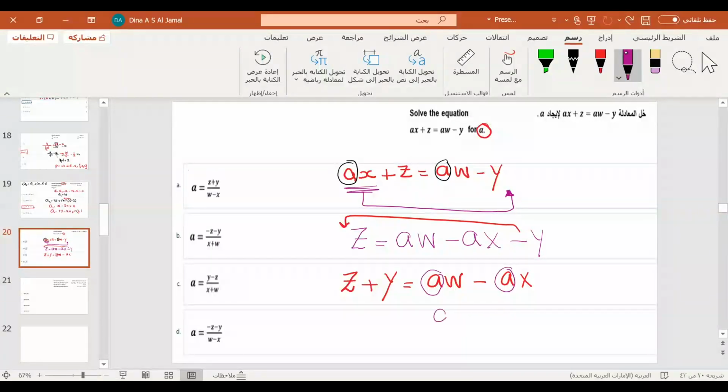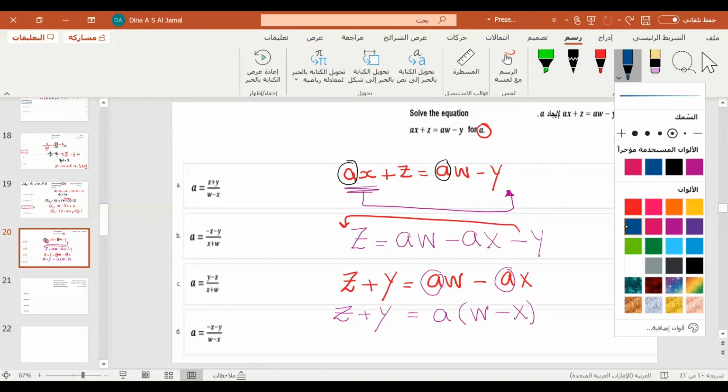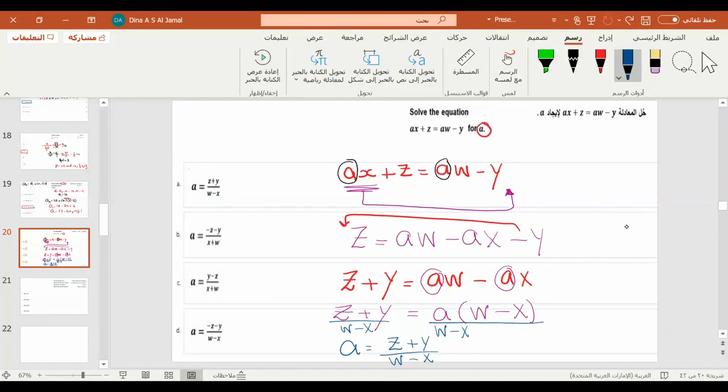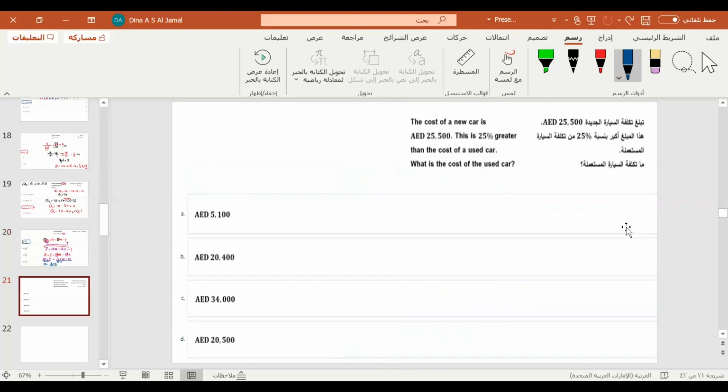Now I'm having repeated a. That means I can take them as common factor, get it outside, and lastly, if I would like to have the a alone, that means I need to divide by w minus x. So the answer will be z plus y over w minus x. Good. Now the last question in the exam, focus.